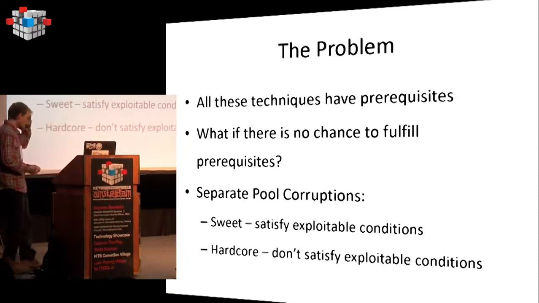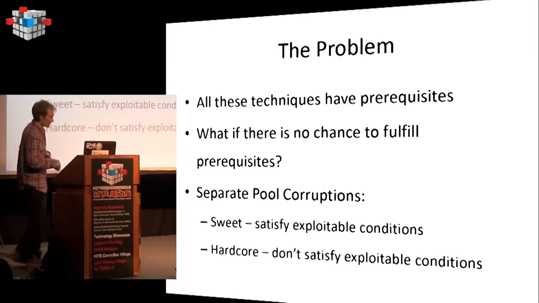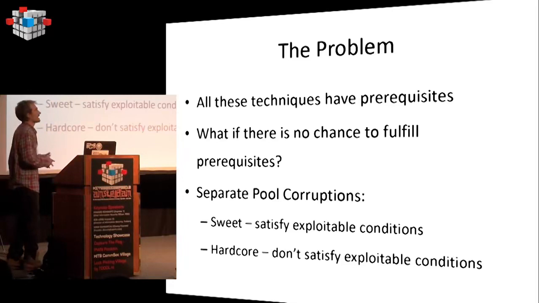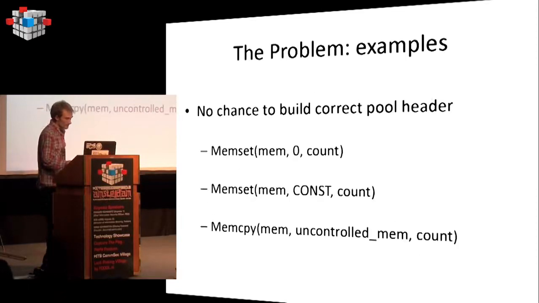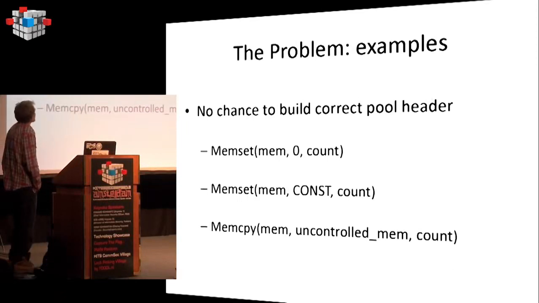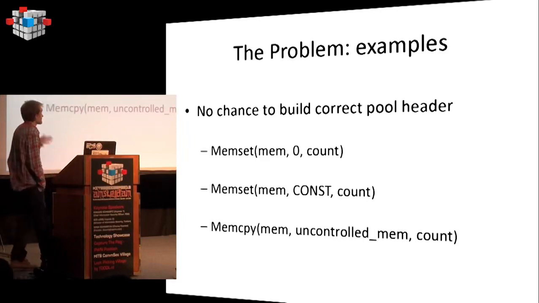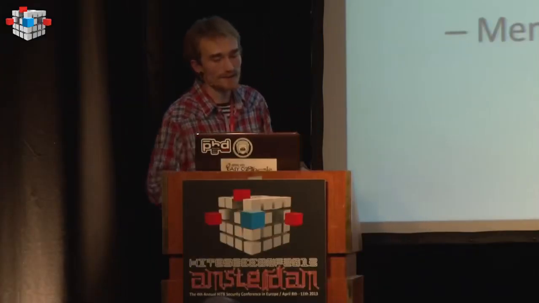So, you know, I divide pool corruption vulnerabilities into two groups: sweet ones, which you can exploit using public techniques like those of Tarjei or techniques by Kostya, and hardcore vulnerabilities. And you simply have no chance to exploit hardcore vulnerabilities using public techniques. So, just examples: I have discovered a lot of vulnerabilities of these types where the overflowing data is uncontrolled, or there is a memset with zeros or some constant, and there is no way to construct a fake header in a correct way to apply any of the public techniques.